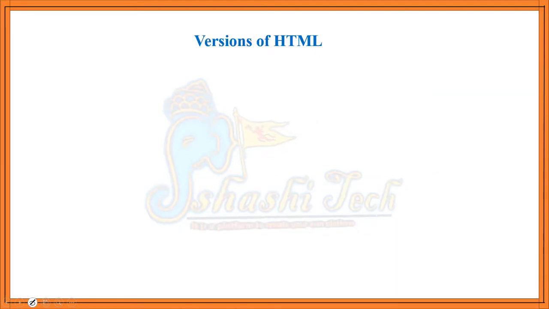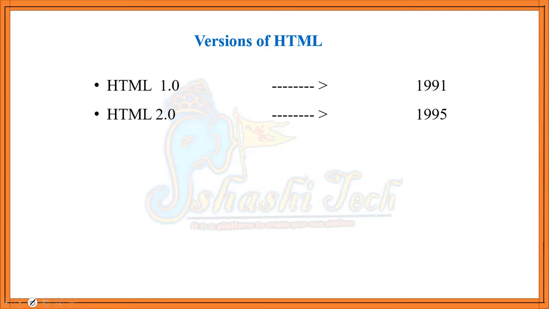We shall see the versions of HTML. The first version, HTML 1.0, was released in the year 1991. The second version, HTML 2.0, was released in the year 1995. Whereas the third version, HTML 3.2, was released in the year 1997. You may be thinking, where is HTML 3.0? There was a problem with HTML 3.0, so they did not release it. Directly they released HTML 3.2 in the year 1997.